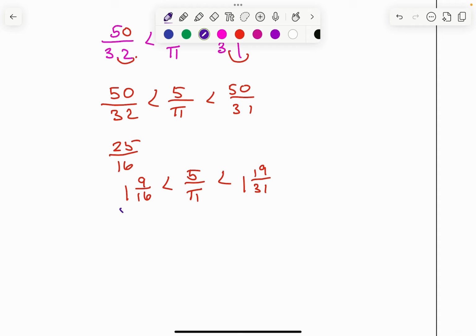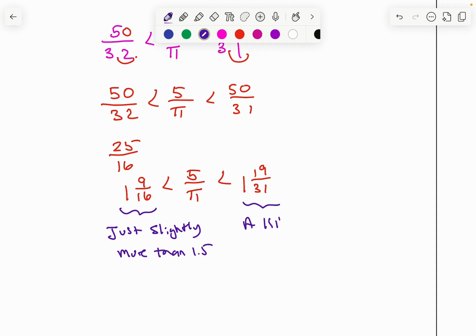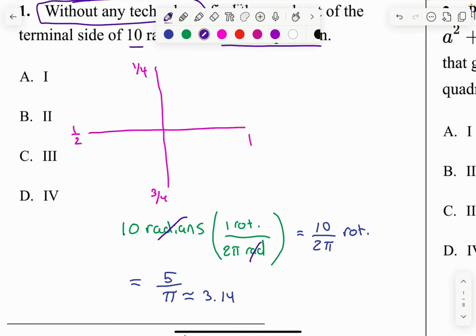And now look, this is just a bit more, right? This is just slightly more than 1.5. And this also is just a little bit more than 1.5. I mean, a half of 31 would be 15.5. And basically all we want to know is 19 over 31, is that more than 3/4? Because we're trying to figure out what quadrant we're in.